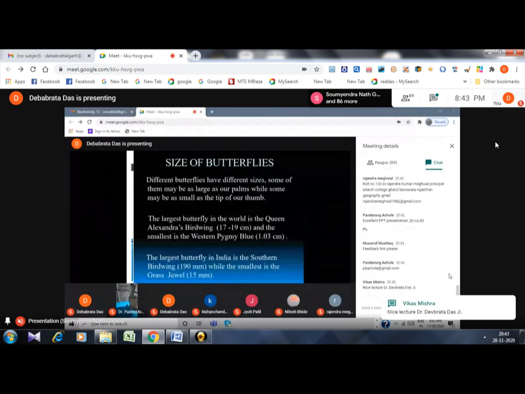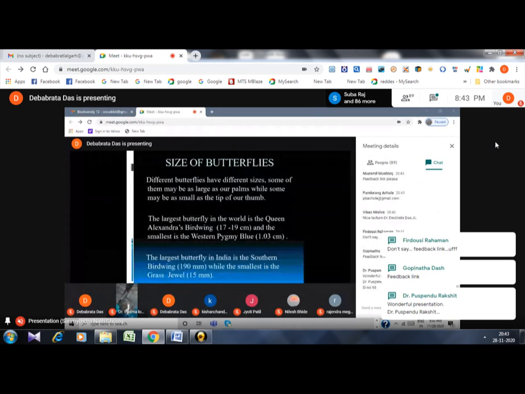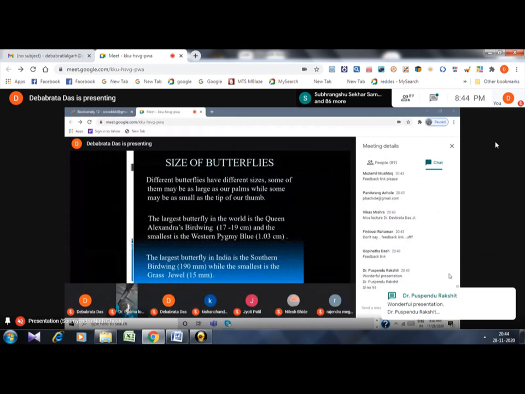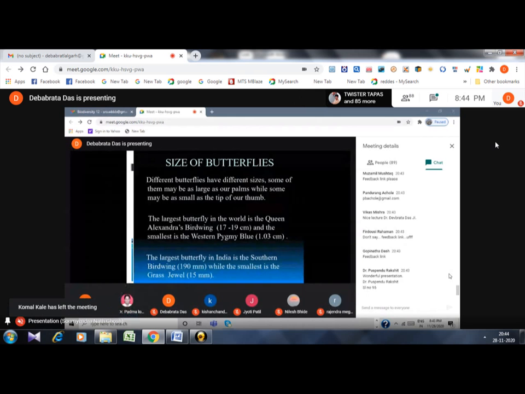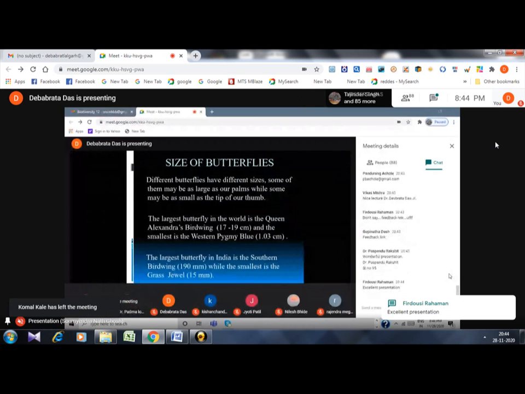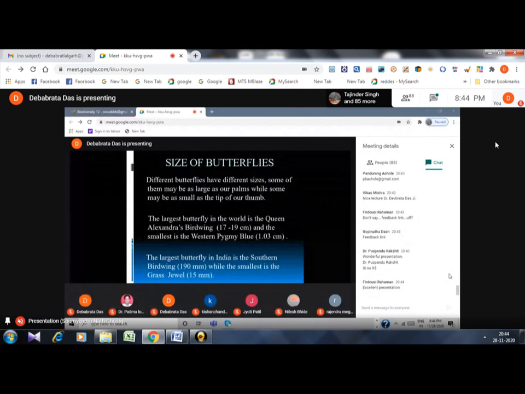The largest butterfly currently in this world is the Queen Alexandra's birdwing. You can imagine, a male Queen Alexandra's birdwing can reach 17 to 19 centimeters. You can imagine how big it is. And the smallest is the Western Pygmy Blue, 1.03 centimeters. Very, very small, smaller than our thumb. Then the largest butterfly in India is the Southern birdwing, 190 millimeters, and the smallest is the grass jewel, 15 millimeters.